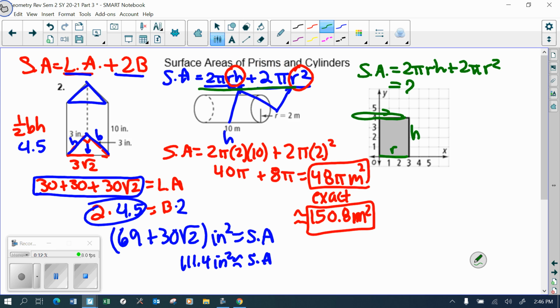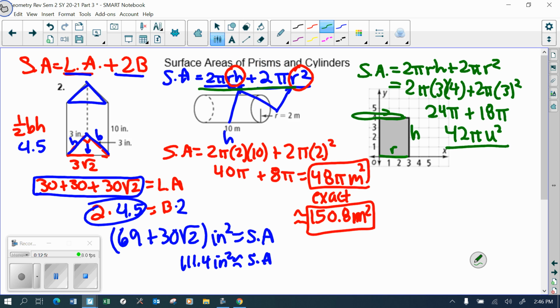All right, so we have 2 pi, the r is 3, and the h is 4. And I have 2 pi, r is 3 squared. So 24 pi here, plus 9 times 2 is 18 pi, which equals 42 pi in its area units squared. There's my exact answer. All right, next problems.